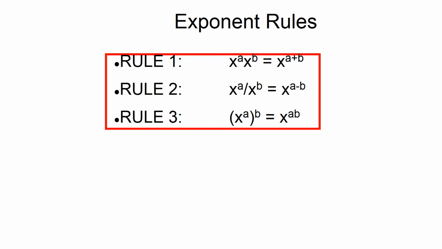So the second rule is the dividing rule. If you divide one variable to the power of something by another variable to the power of something, you just take the exponents away. So in this case, if this was divide here, this would be x to the minus 1. Another way of writing this would be x squared over x cubed.